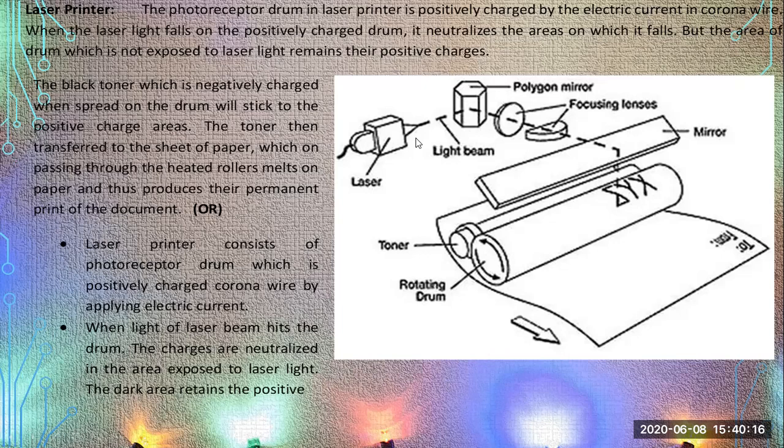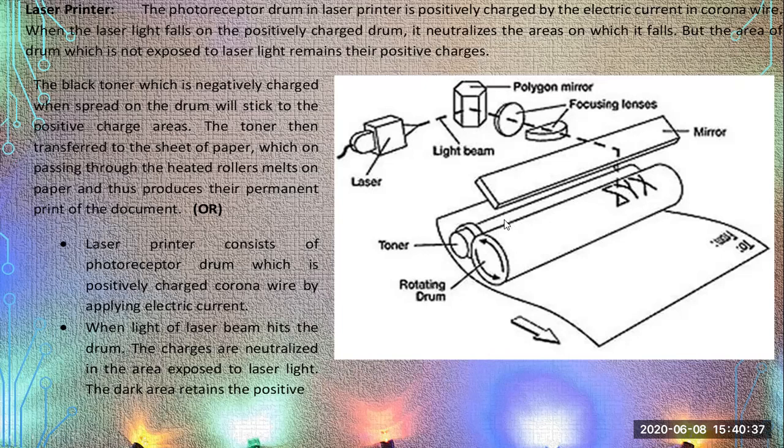It is used in lasers, which focus the light through the mirrors and the lenses, and it is allowed to fall on the drum, which is already positively charged. When it reaches the surface of the drum, the portion where no light reaches stays positive, and the other portion becomes neutralized.